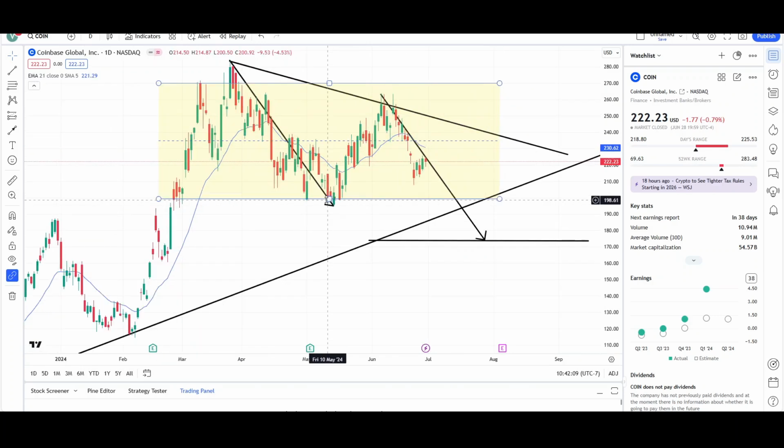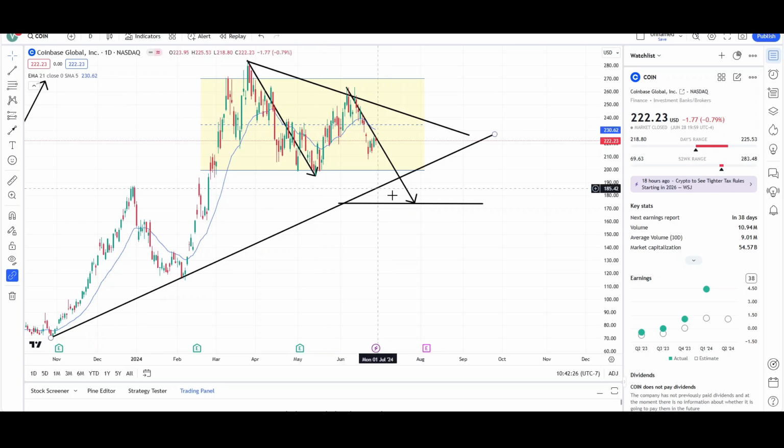So what is Coinbase doing? Well, it's not doing much. It's just basically trading sideways inside of this big, somewhat of a range pattern. You can see that support's right around the $200 level, and resistance is right around the mid $200 level, more specifically right around the 260 and the 270 level.